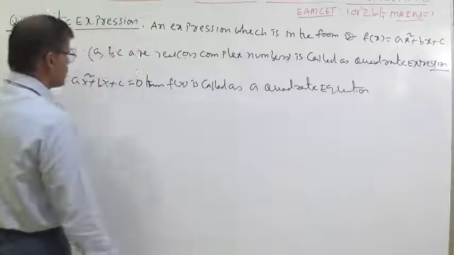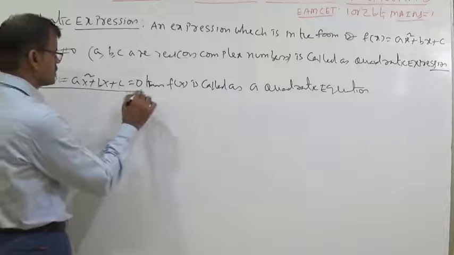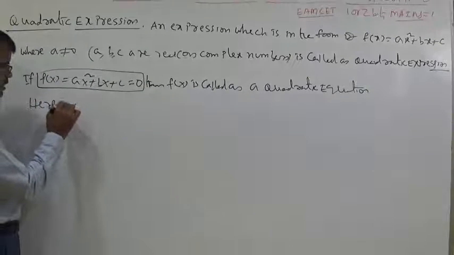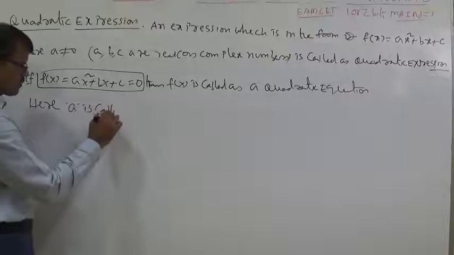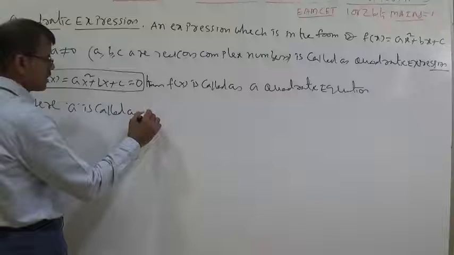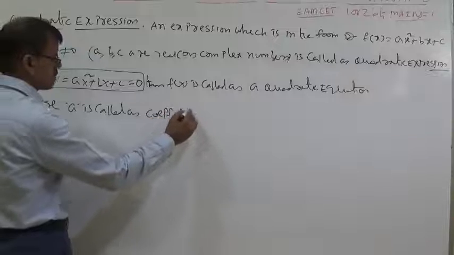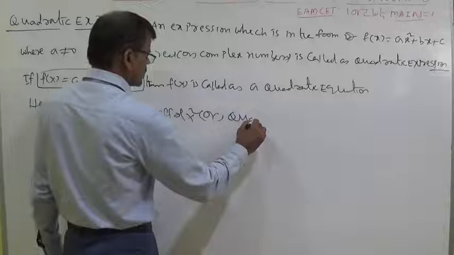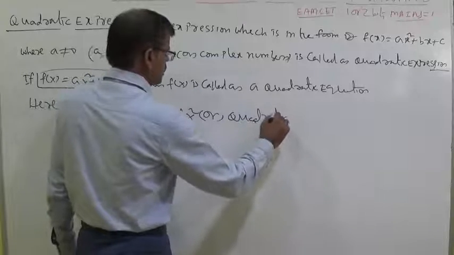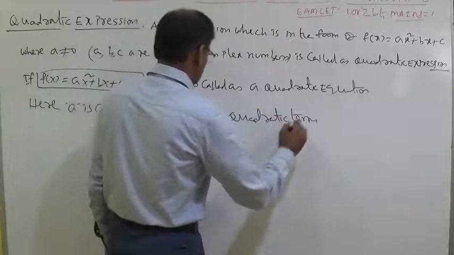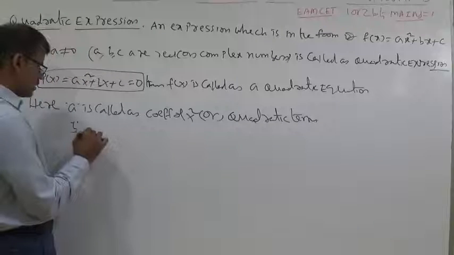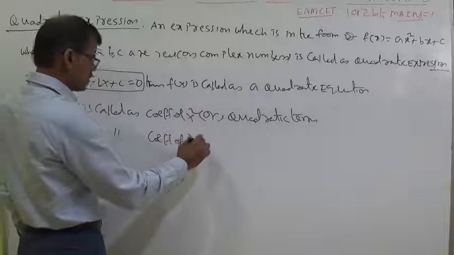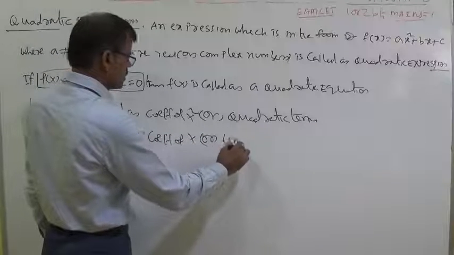It is called a quadratic equation here, which is of the form ax square plus bx plus c is equal to 0. Here a is called the coefficient of x square, or its special name is the quadratic term. And b is called the coefficient of x, or it is called the linear term.